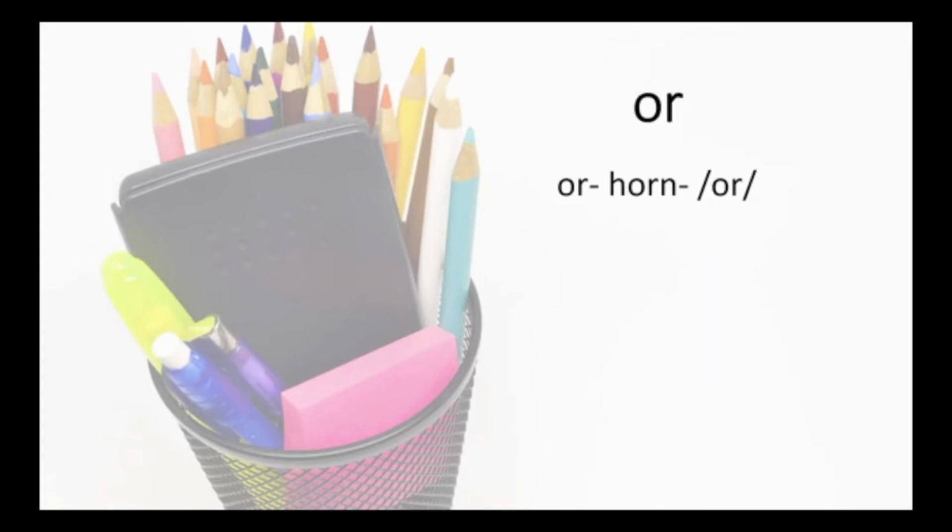The next R-controlled pattern is OR. An example of this in our letter sound correspondence is OR, horn, OR. So if you could say that back to me, OR, horn, OR.